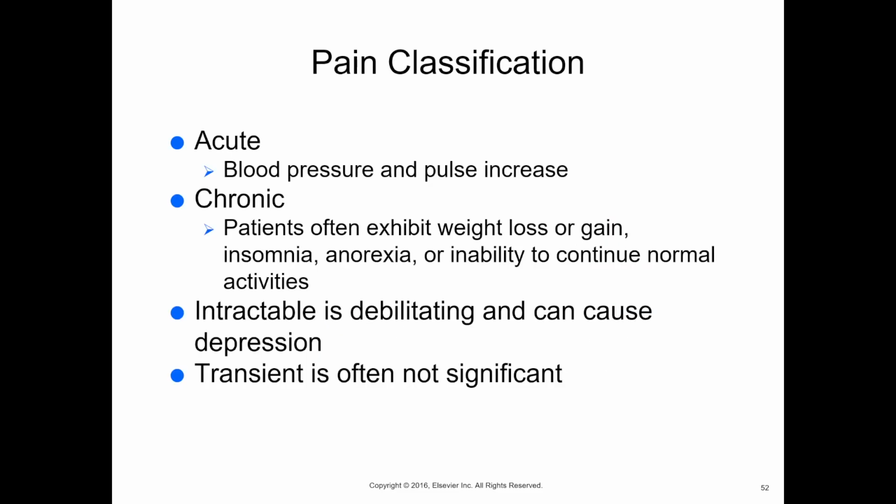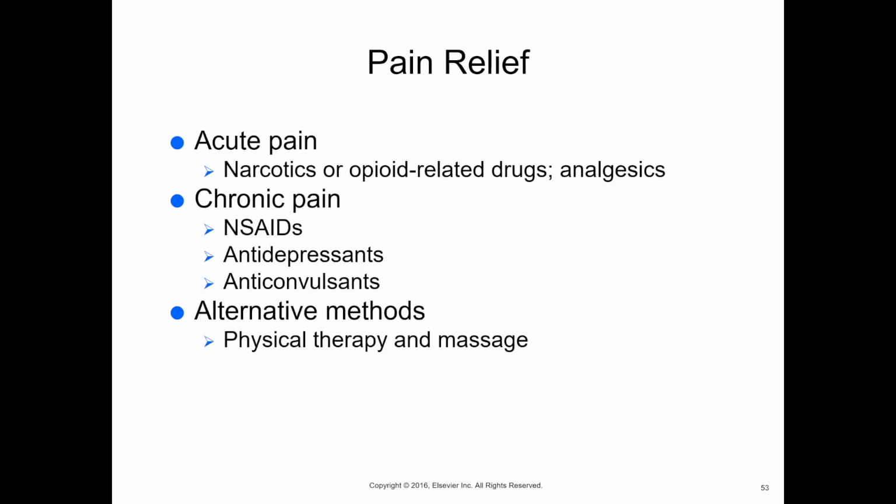There are different ways to classify pain: acute, chronic. There's intractable pain, which can be associated with psychological conditions, but intractable pain can also be associated with more severe conditions like cancer, right? If there's nothing you can do to stop pain, you have to kind of raise a red flag there. If pain is transient, that can be important, but sometimes it's really not.